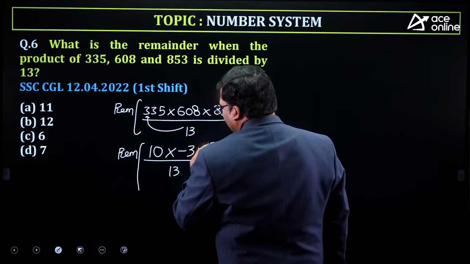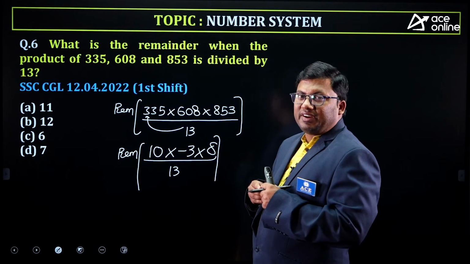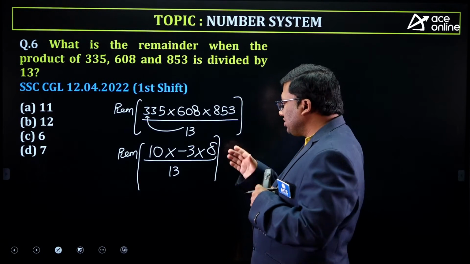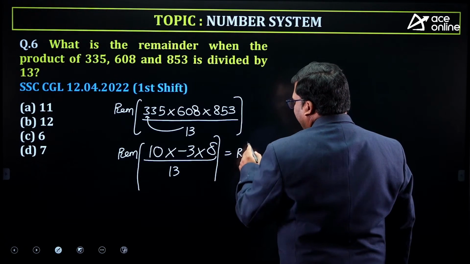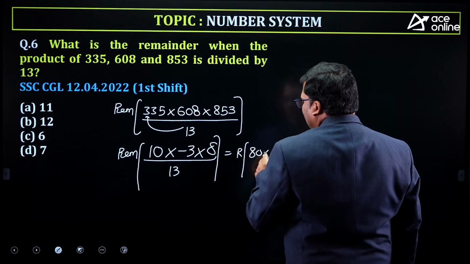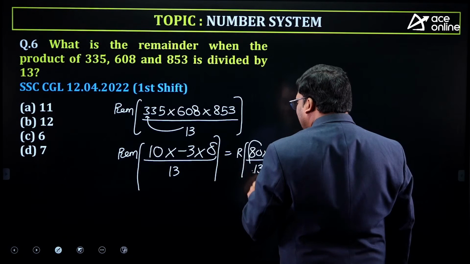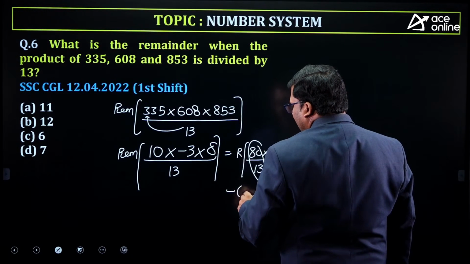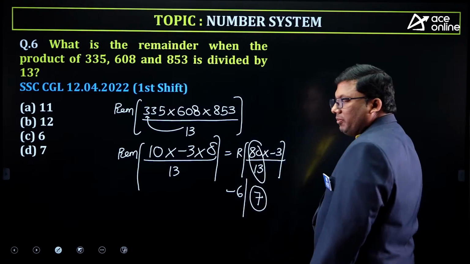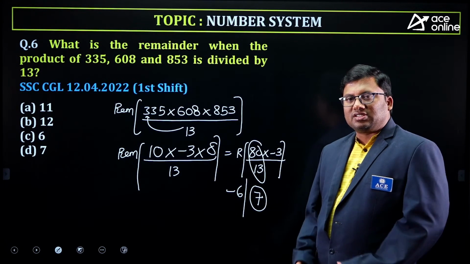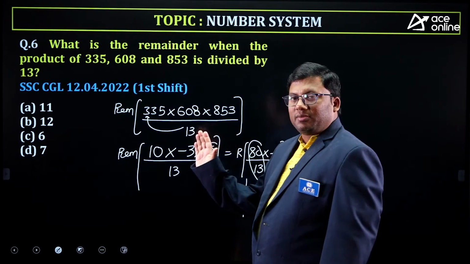So the product is divided by 13. I hope it is clear. Here it will be 10 8s are 80, so 80 into minus 3, divided by 13. 13 6s are 78, so remainder 2. 2 into minus 3 is minus 6. Negative remainder minus 6. The positive remainder is 13 minus 6, which is 7. I hope the idea is very much clear.